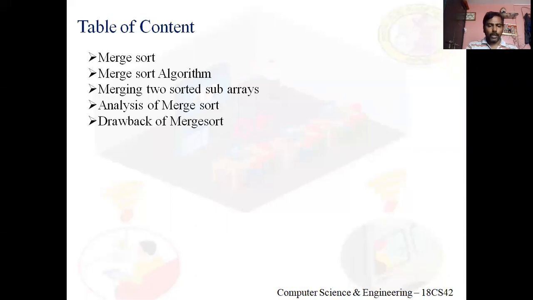So in this case, I have been given an array, right? That array I will keep dividing. Suppose the array has n elements, say 8 elements. I will divide that array into 8 subarrays, each with one element. Got it?